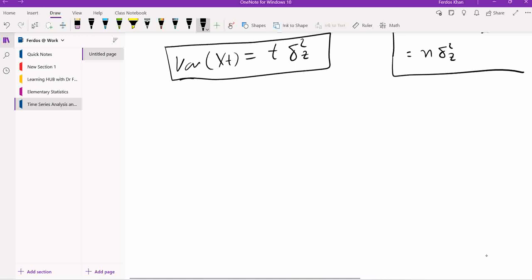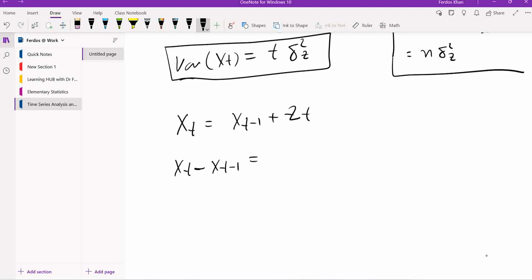Again, I will start from the random walk process, which is equal to xt minus 1 plus zt. When you are taking the first difference, you are subtracting xt minus xt minus 1. Subtract xt minus 1 from both sides: xt minus xt minus 1 equals xt minus 1 plus zt minus xt minus 1. These cancel, and this is now the first difference. You can write this as equal to zt, which is normally distributed with mean mu and variance sigma square z.